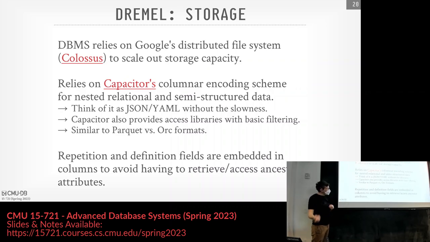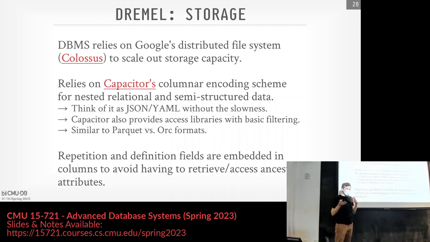For their own encoding, database encoding or file format, they're relying on something called Capacitor, which is not open source. You can think of it as basically equivalent to Parquet or ORC, where there's a file format or a specification that defines how to encode the data, and how to do compression and so forth. And then they also have utility libraries for actually accessing data from it, similar to what you guys built in Project 1.